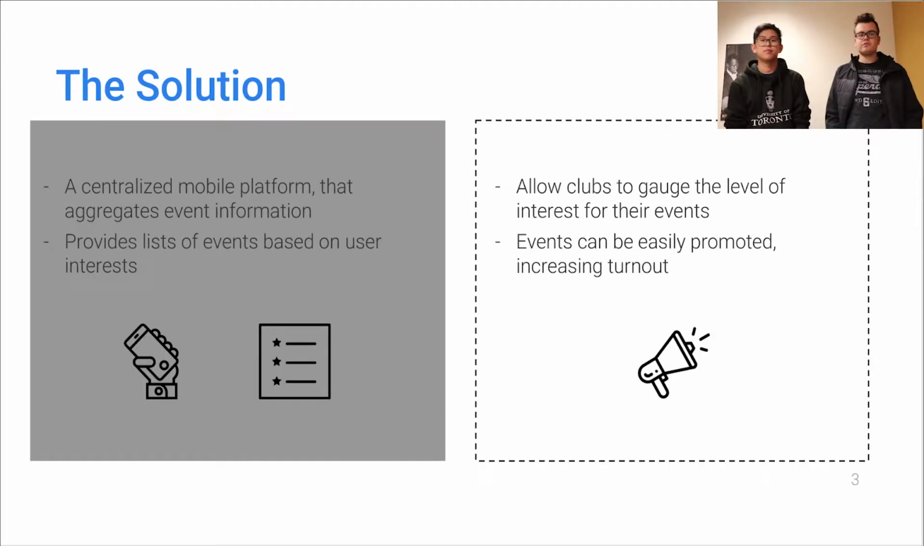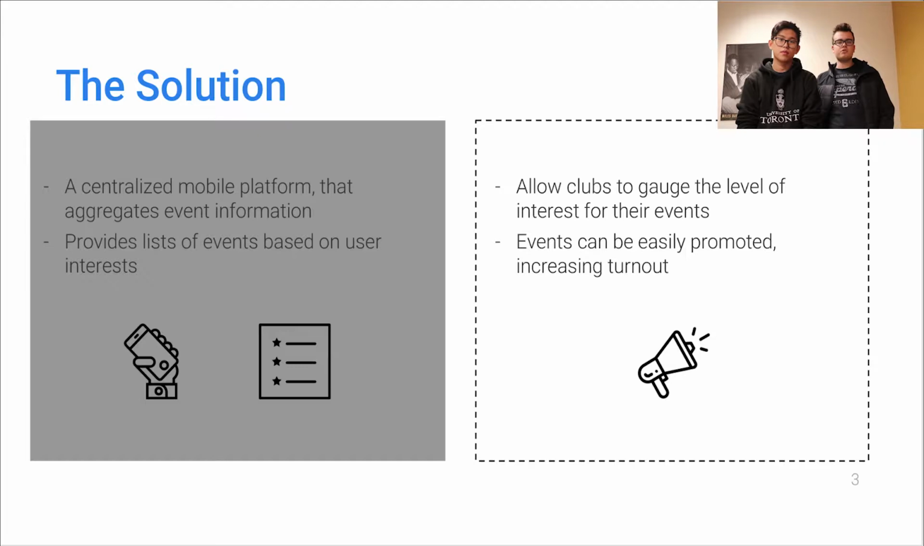So our solution is based on a digital approach to the problem, because this is how the new college generation works, and this is how future generations will work. So our idea is to create a centralized mobile platform that will aggregate the event information and provide a list of events tailored to all the students that register through the app. A secondary solution would be more focused on clubs, because it will allow them to gauge the level of interest in their events, because they will be able to promote their events among a selected set of potential attendees that already match what they offer to students through their events.